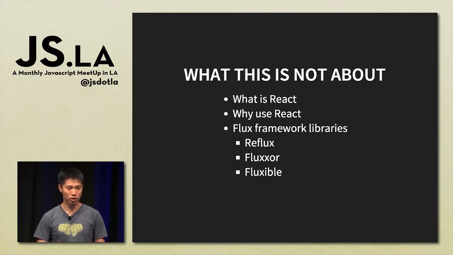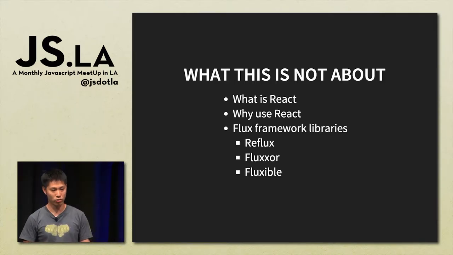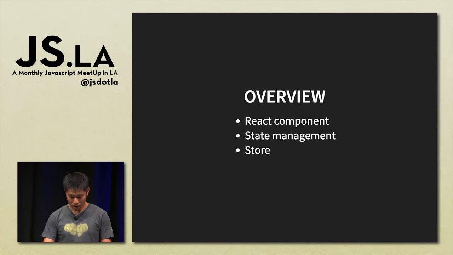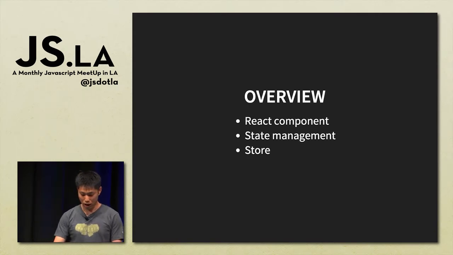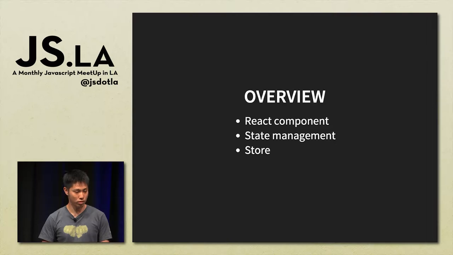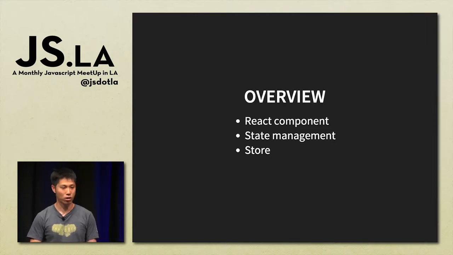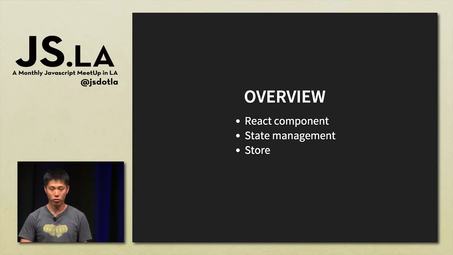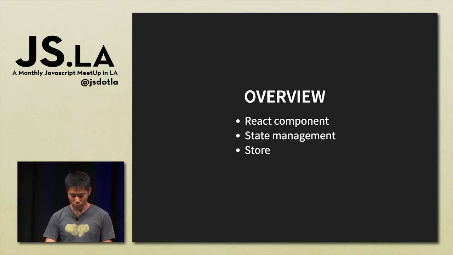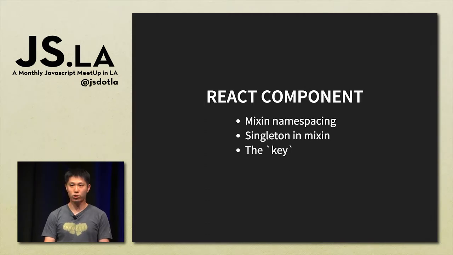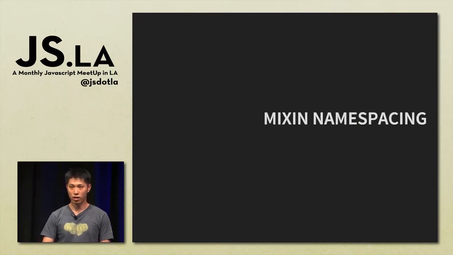In order to write good code in React, you need to know the basics, like how to write it in a good way. So I'm going to talk about several parts in React, which are the key components there: the React component, the view part of it, and then also the state management part. And at last, I will talk something about the store. But the main focus will be in the component section. In the component section, we talk about mixins, and also the key, why the key is important, and how to choose a good key. So let's start with the mixin.